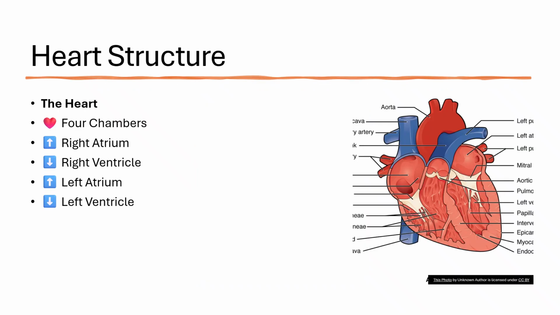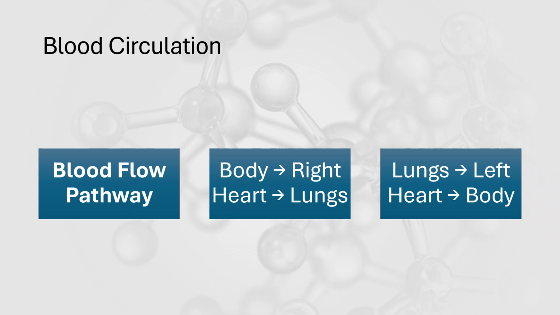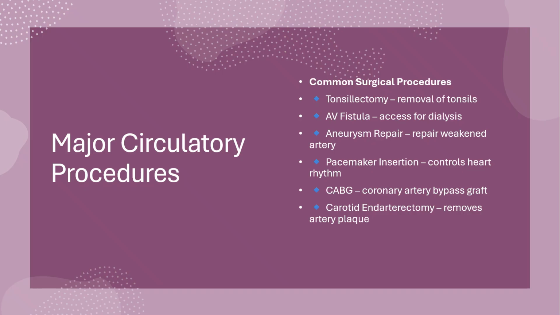The heart is a muscular pump with four chambers that continuously circulate blood throughout the body. Blood returns to the right side of the heart, travels to the lungs for oxygen, then returns to the left side of the heart and is pumped throughout the body. These procedures help treat circulatory disorders and improve blood flow throughout the body.